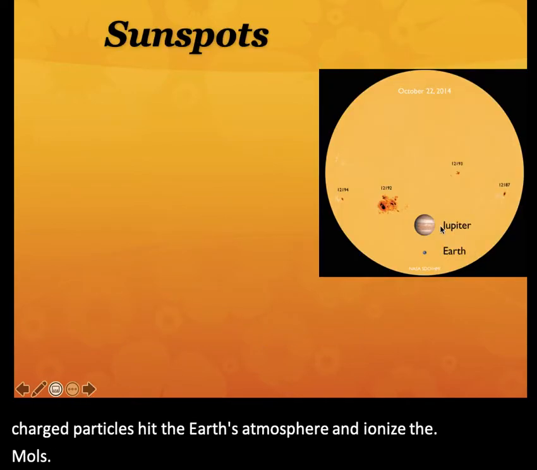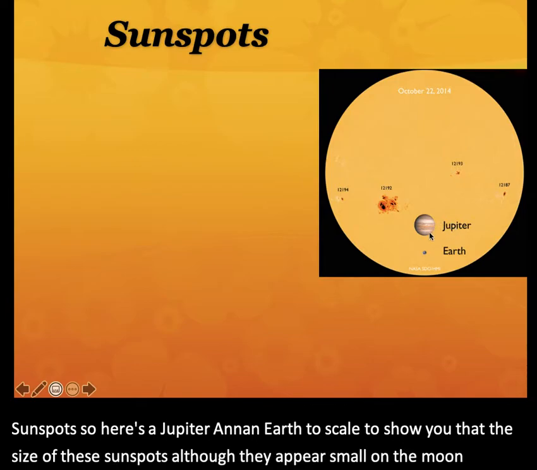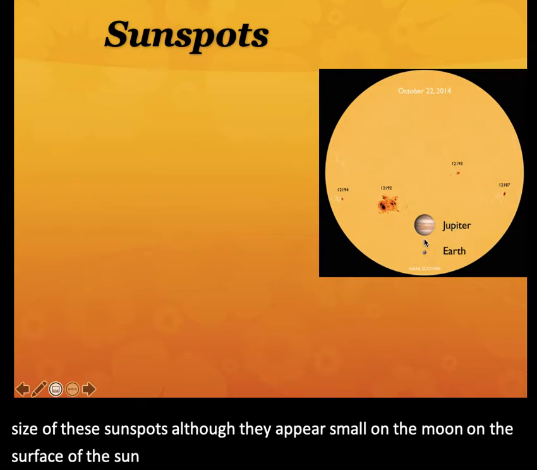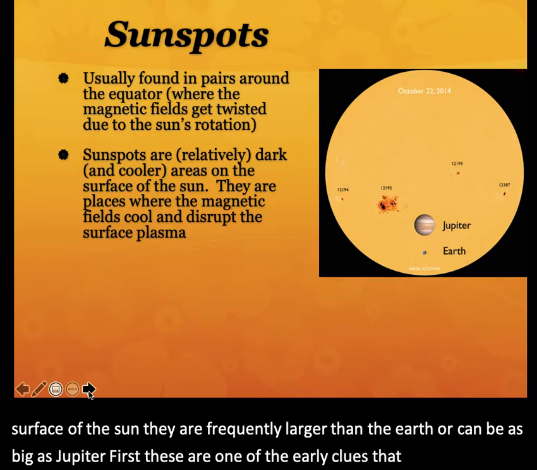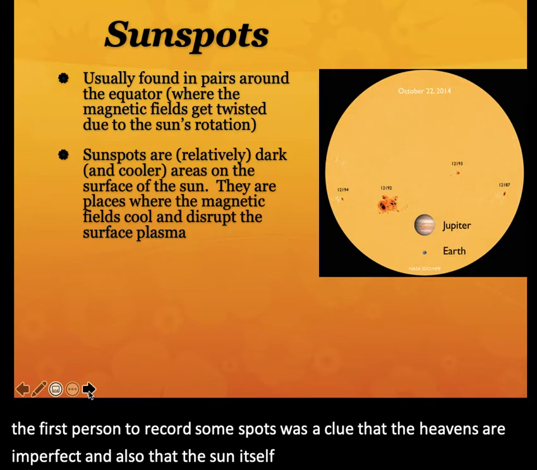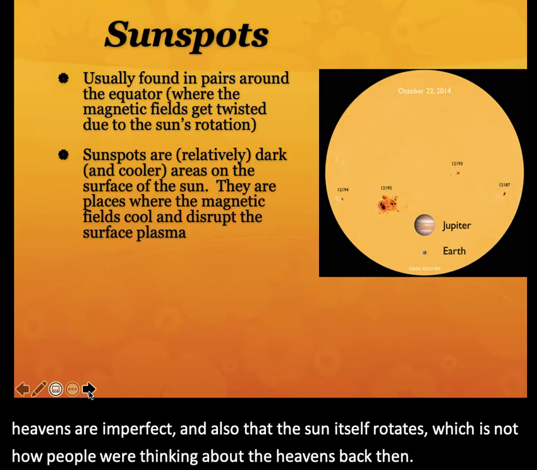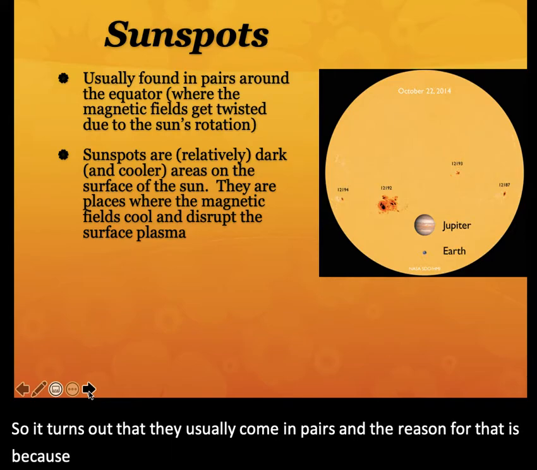Sunspots. Here's a Jupiter and an Earth to scale to show you the size of these sunspots. Although they appear small on the surface of the sun, they're frequently larger than the Earth or can be as big as Jupiter. These were one of the early clues. Galileo was the first person to record sunspots, and they were a clue that the heavens are imperfect, and also that the sun itself rotates, which is not how people were thinking about the heavens back then. It turns out that they usually come in pairs, and the reason for that is because they're driven by magnetic field actions.